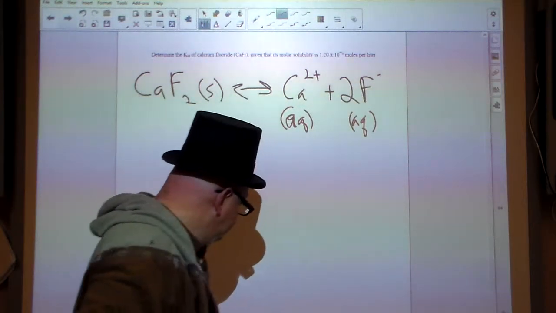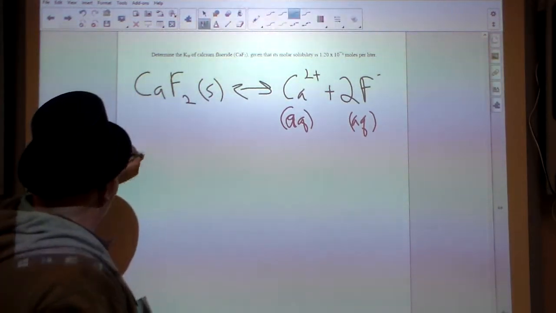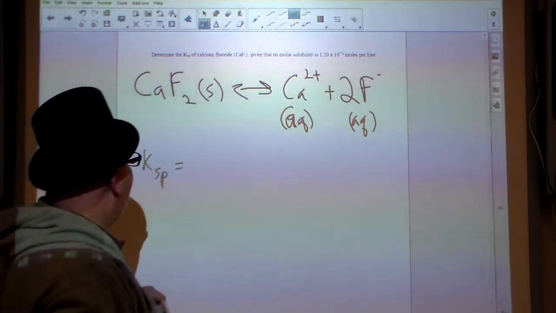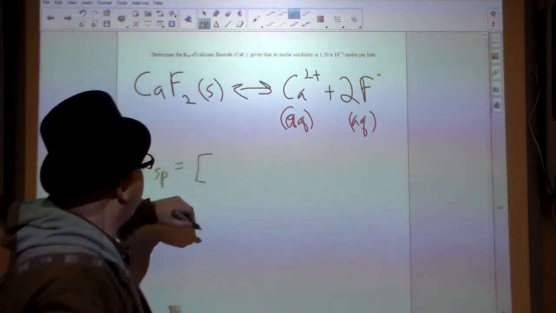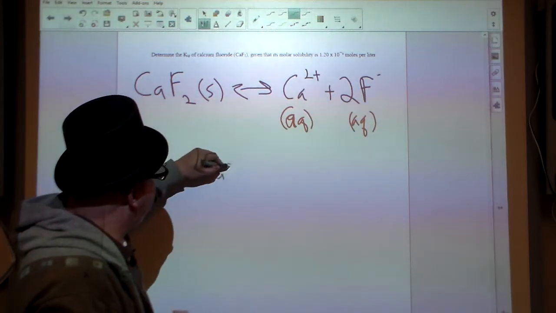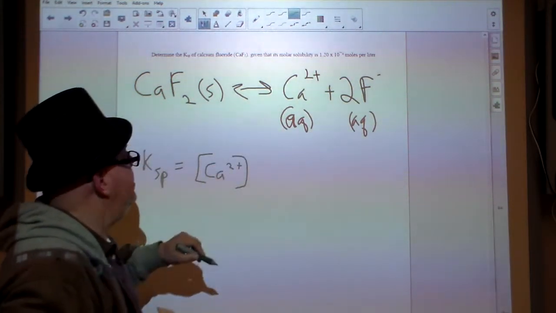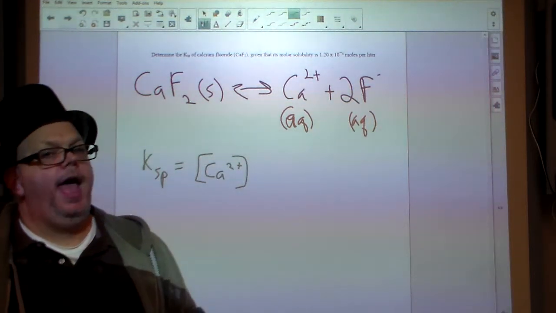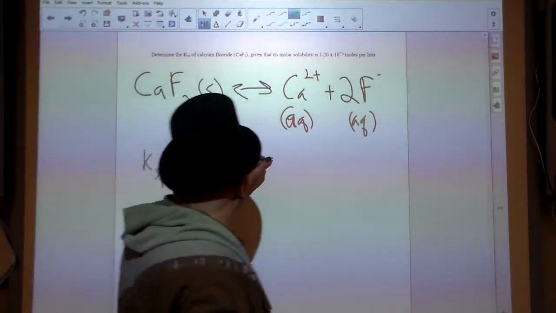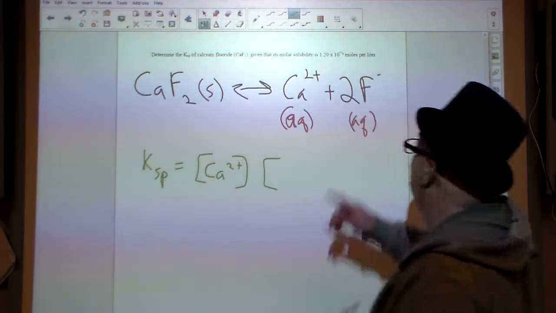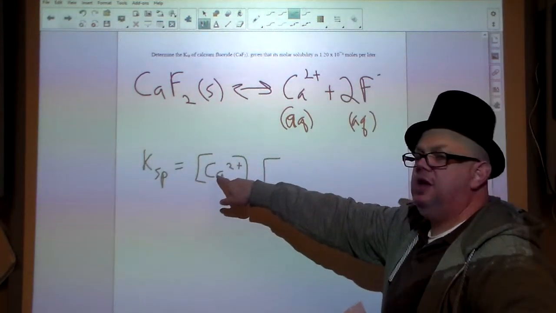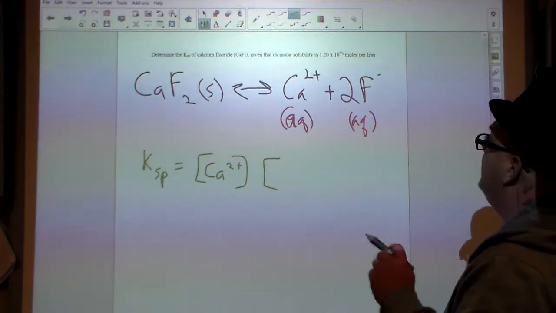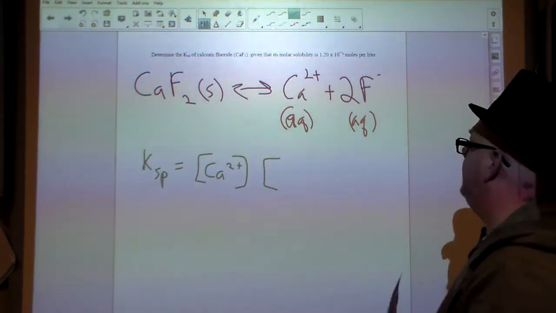So let's make this a little bit simpler for ourselves. So basically, our KSP is going to equal, okay, we're going to have to look at Ca2+, the concentration of it, but now we have to look at the F, though. And that is, ladies and gentlemen, the concentration of the fluorine is going to be double whatever the concentration of the calcium ion is. Okay, so that's going to be a pretty important idea.